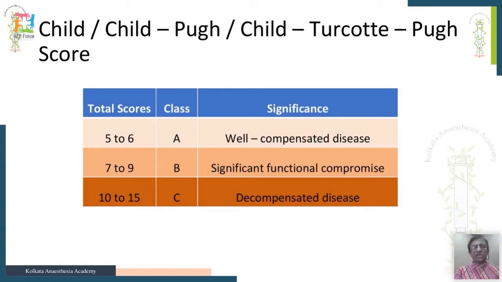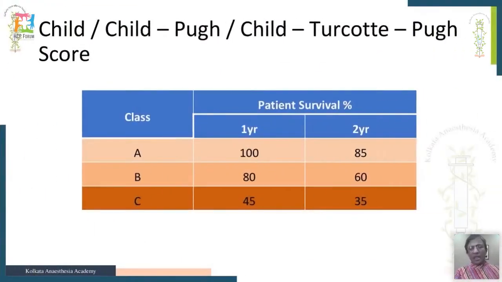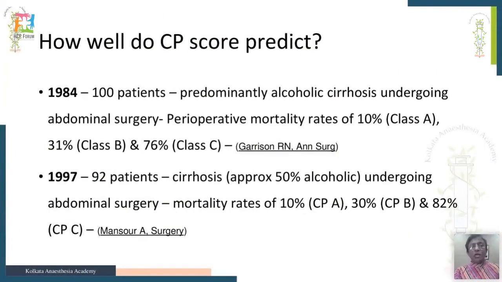Essentially, if they're scoring 1 on each and a maximum of 2 on 1, then there is significant functional compromise, and 10 to 15 is a decompensated disease. This is again somebody you would possibly not take up who's coming for an elective non-hepatic surgery. And if nothing is done at that point of time, you see that in grade C, without active management, half of the patients will die within a year's time.